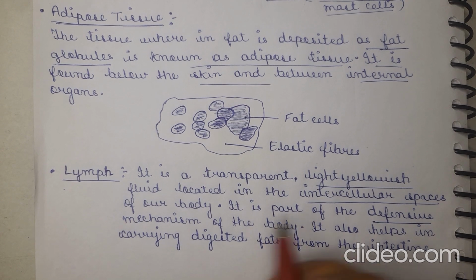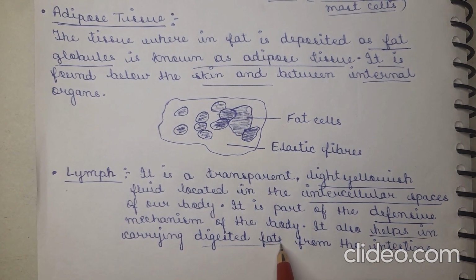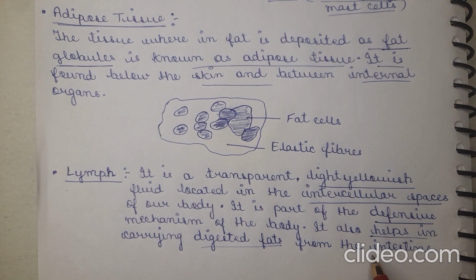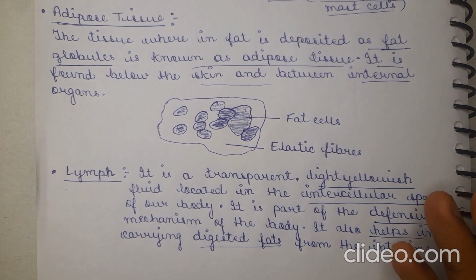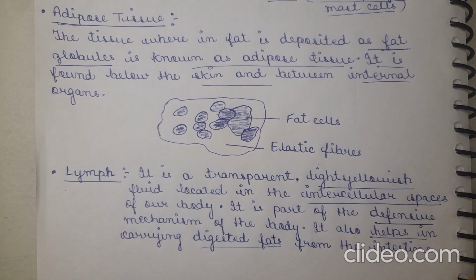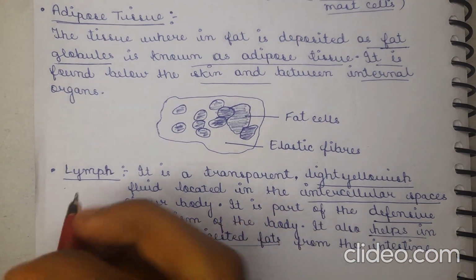It also helps in carrying digested fat from the intestine, and it moves to all parts of the body, and at last we can say that it connects every part of the body. It is sometimes similar to blood plasma.